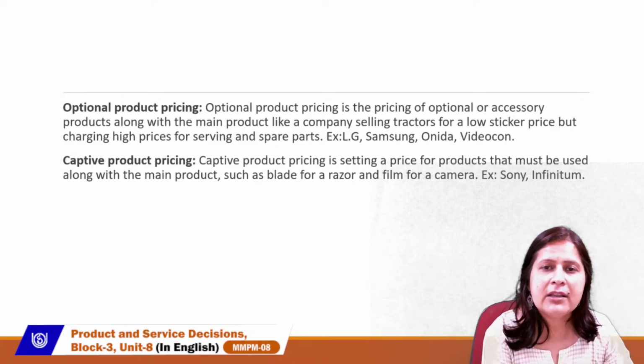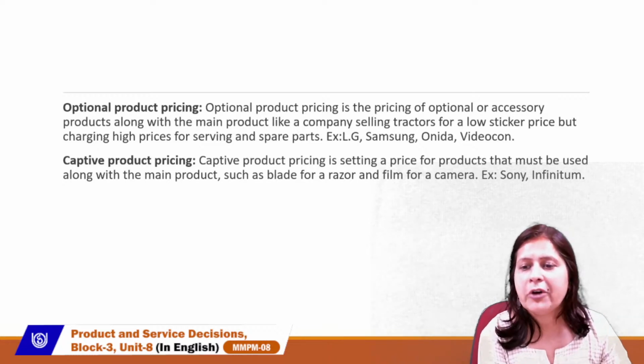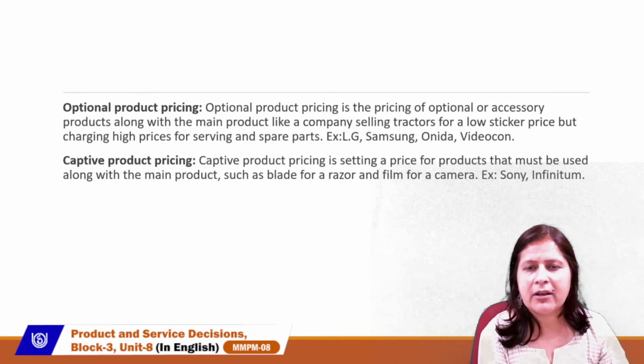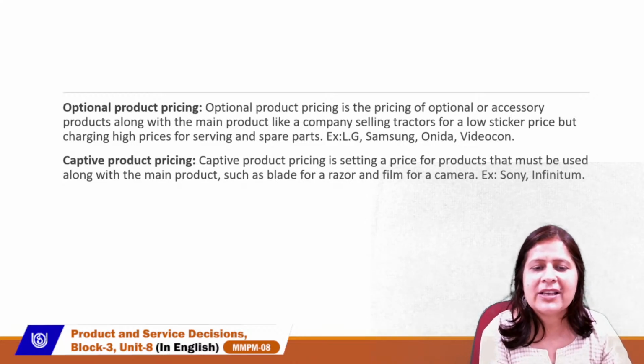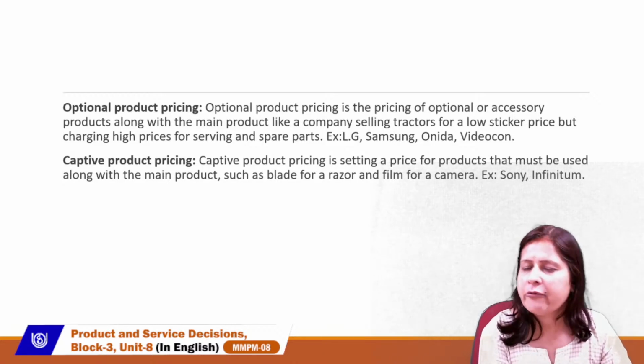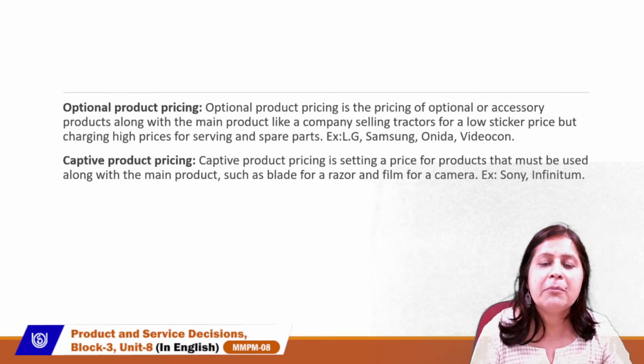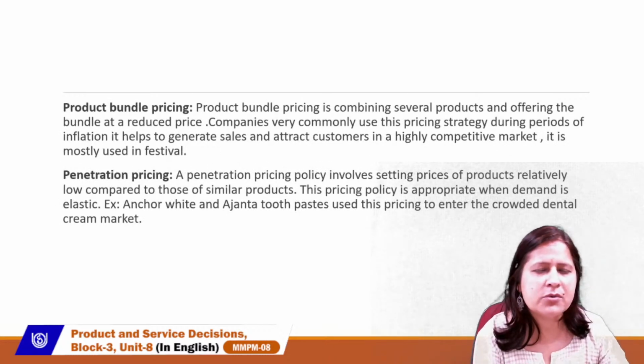Then the captive product pricing. Captive product pricing is setting a price for a product that must be used along with the main product, right? Such as a blade for a razor and a film for a camera. That is the captive product pricing, right? Without that you cannot use the main product, right? The example is a blade with a razor. Without a blade one cannot use a razor.